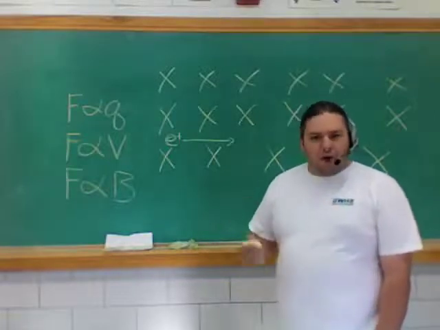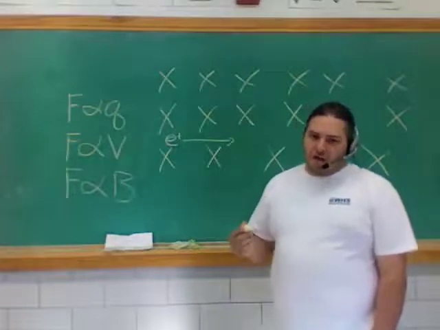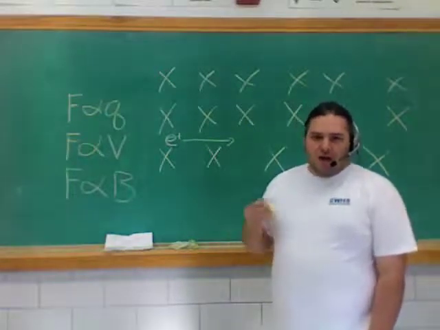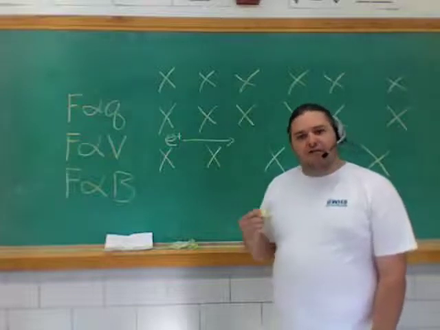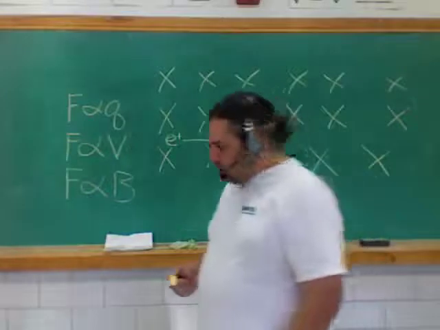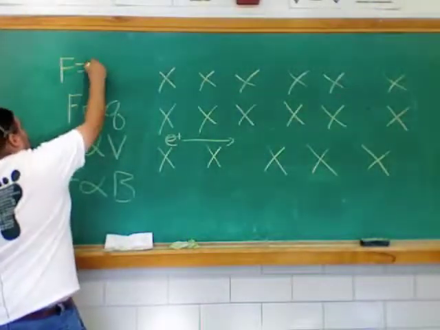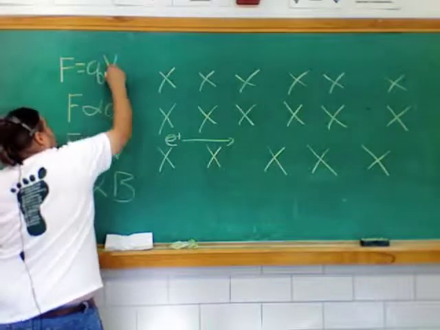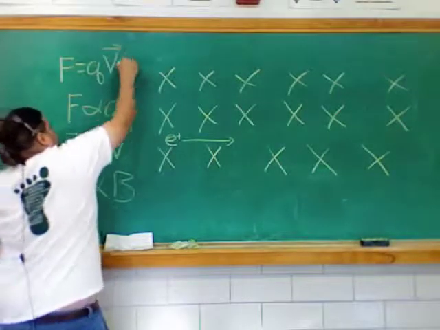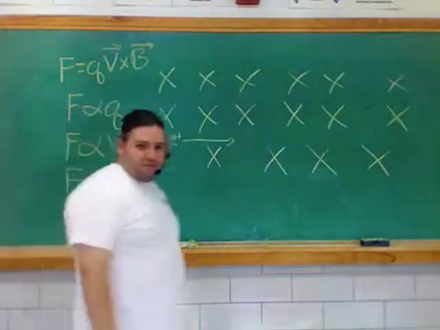And we want to multiply them. Well, there's only two choices when multiplying vectors. It's either a cross product or a dot product. And we want a vector as a solution. So we're going to use a cross product. Okay? So it turns out that the Lorentz force, the equation for it, is Q, velocity, times the magnetic field: F = qv × B.